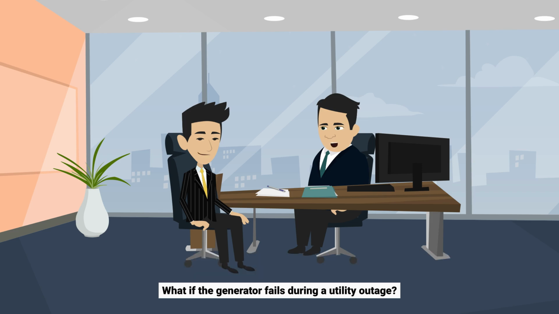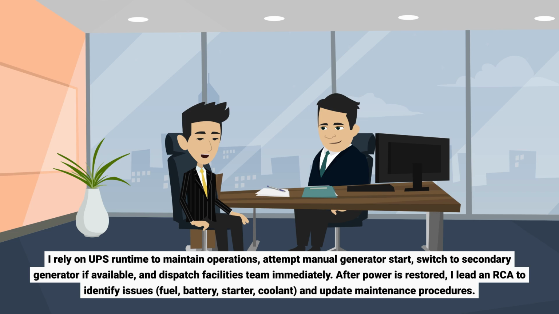What if the generator fails during a utility outage? I rely on UPS runtime to maintain operations, attempt manual generator start, switch to secondary generator if available, and dispatch the facilities team immediately. After power is restored, I lead an RCA to identify issues: fuel, battery, starter, coolant, and update maintenance procedures.